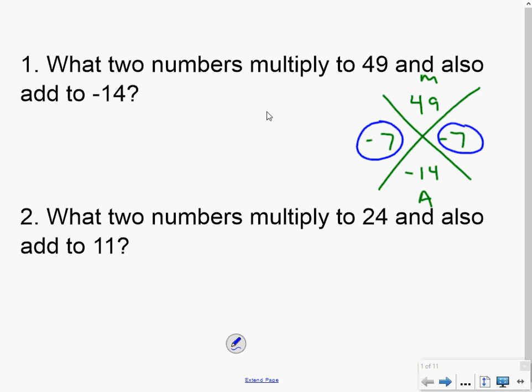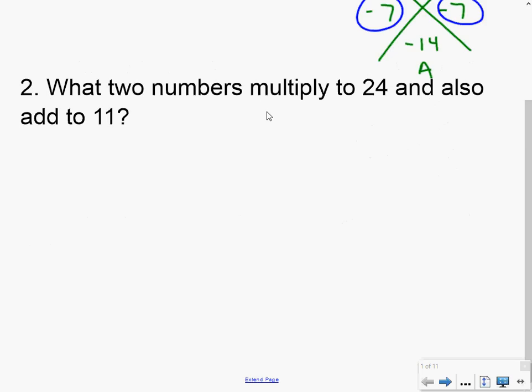I want you to pause the video and try the second one. All right, for the second one here, we're going to use our organizer again with the X. Multiplication on top, addition on the bottom. We need two numbers that multiply to 24 and add to 11. So multiply to a positive, add to a positive. Both of the numbers we're looking for are going to be positives.